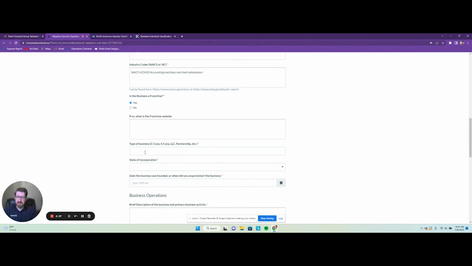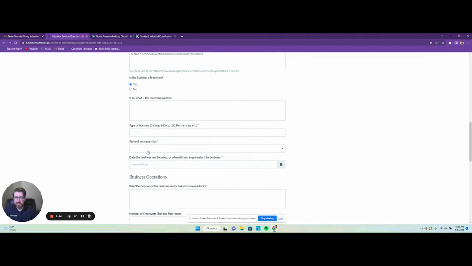Also, what type of business? I'm guessing it's a C Corp if you're with Tenant Financial Group. So just list what it is, C Corp, LLC, partnership. That does have an effect on some of the things we do within the valuation.